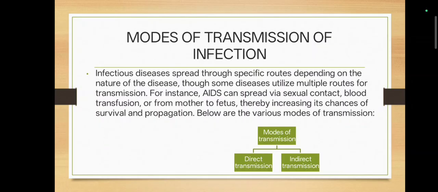Below are the various modes of transmission. Infections spread through direct or indirect transmission. Direct transmission involves immediate transfer from source to host, such as contact, droplets, soil inoculation, or transplacental transmission. And second is indirect transmission. It involves intermediaries like contaminated food, water, vectors, air, fomites, or unclean hands.